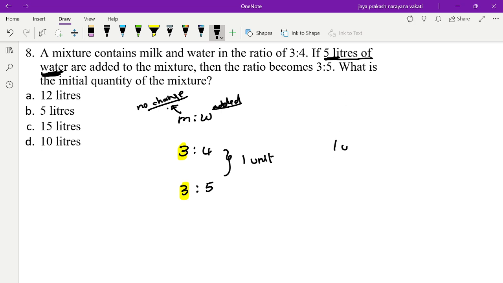Like if you see, 1 unit is nothing but only water is added, which is 5 liters. So we straight away got this. So with this, we can calculate whatever the value he asks.